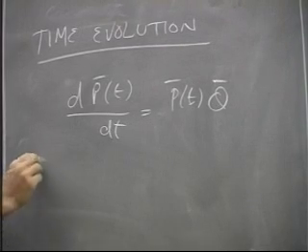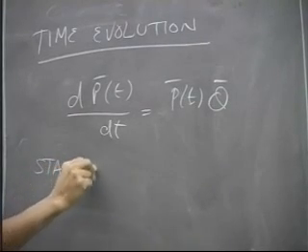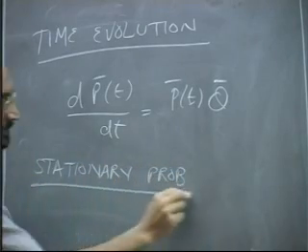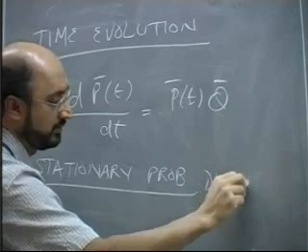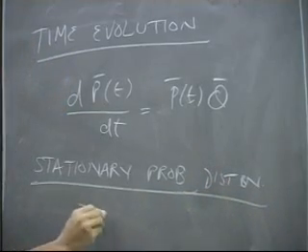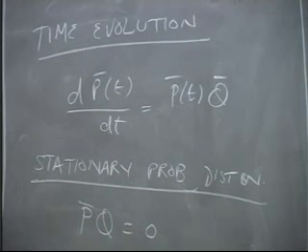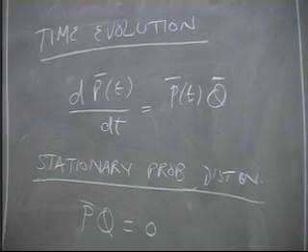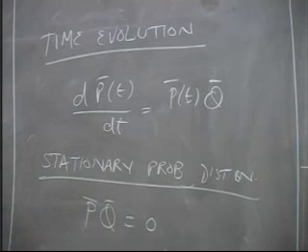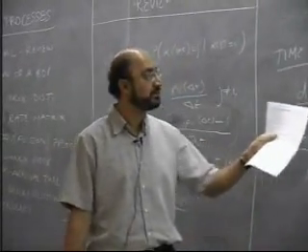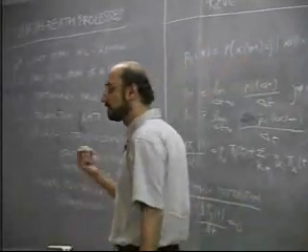And the stationary probability is just nothing more than PQ equals 0. So if we want to find out what P is, that's a stationary probability distribution, we just have to solve PQ equals 0. And if you do this, basically we get what P is, because that's what we're doing over here. If you want to find out the time evolution, we just do this. So it all boils down to writing down Q properly.